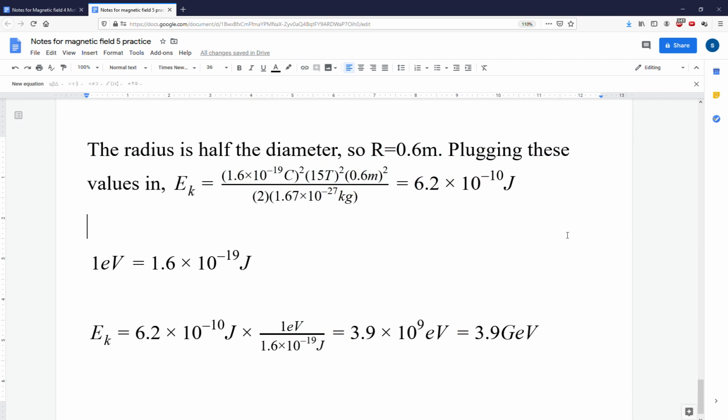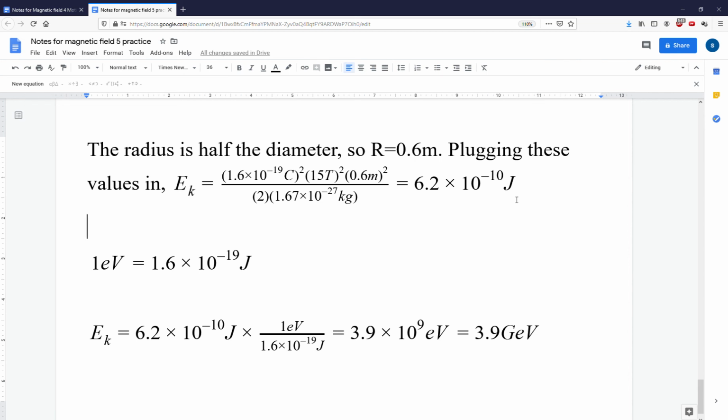Plugging all of this information in, we get that the total kinetic energy of a proton inside the cyclotron is 6.2 times 10 to the negative 10th joules. As a side note, when dealing with the energy of particles, we often use the unit electron volt. An electron volt is the amount of energy it takes to move an electron across a 1 volt potential difference. In MKS units, 1 electron volt is equal to 1.6 times 10 to the negative 19th joules.